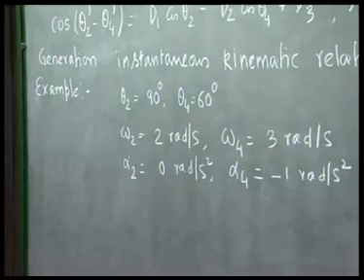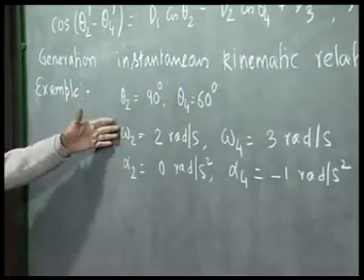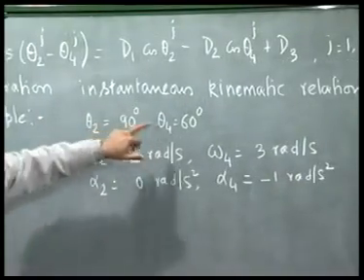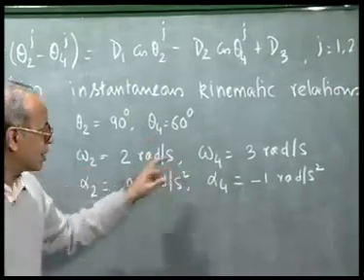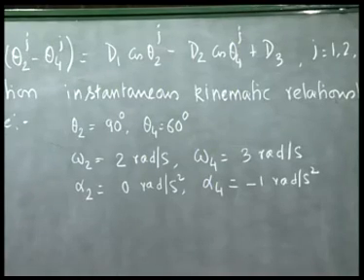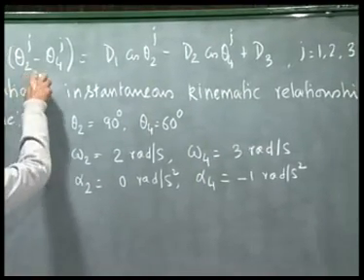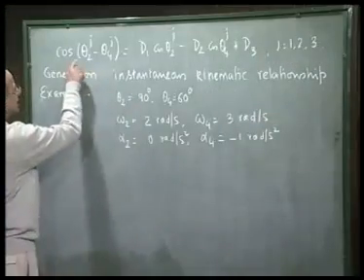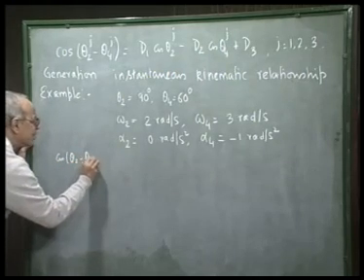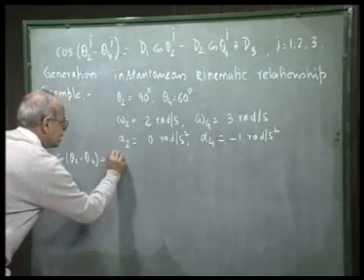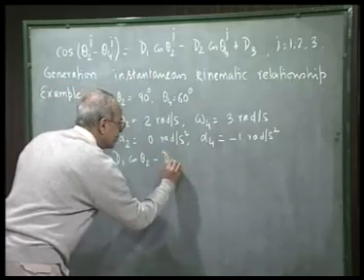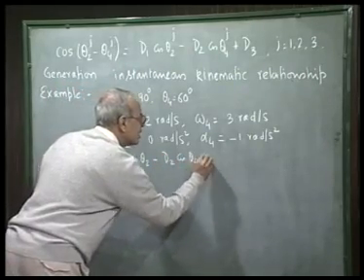Now, how to determine the link lengths of a 4R linkage to satisfy these conditions? When theta 2 is 90 degrees, theta 4 should be 60 degrees, and at this same configuration, omega 2 and omega 4 are prescribed, alpha 2 and alpha 4 are also prescribed. We have to determine the link lengths. Toward this end, I start from Freudenstein's equation for j equal to 1, that is cosine of theta 2 minus theta 4 is d1 cosine theta 2 minus d2 cosine theta 4 plus d3.